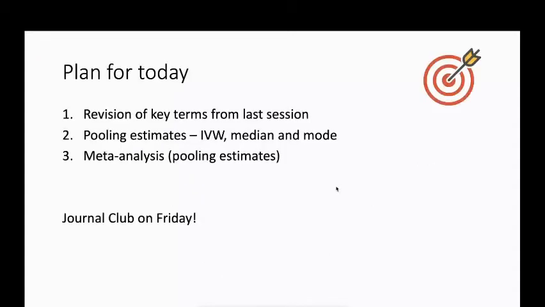So today's tutorial will be a revision of the last tutorial we did, because I know we covered quite a lot of concepts and new terms in the last tutorial. So really, I think the main aim for today is to make sure that we understand those terms. But also I'm going to extend it a little bit more by talking more about pooling estimates and meta-analysis, how we can combine the results of several different SNPs into an overall MR causal estimate.